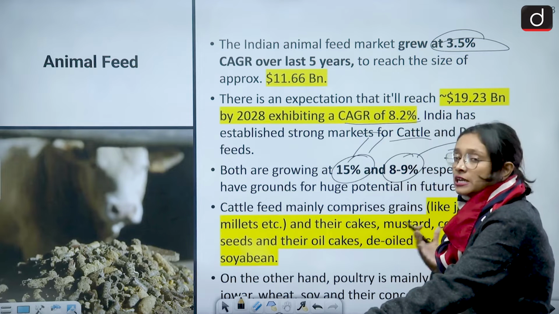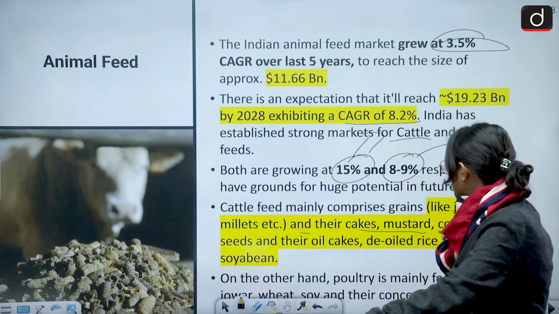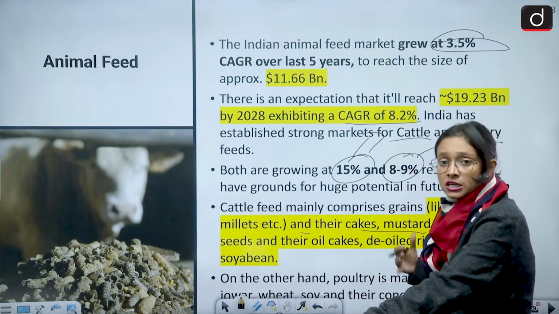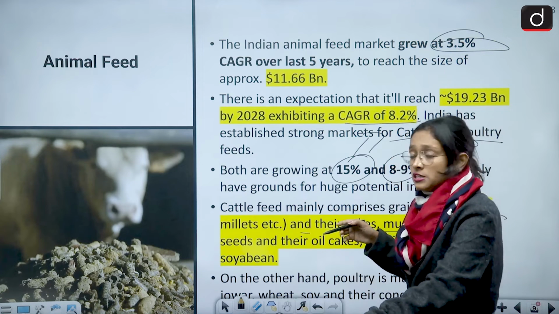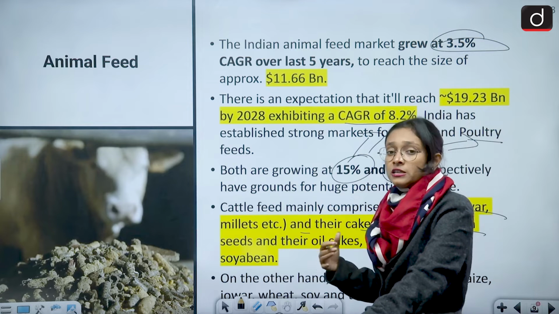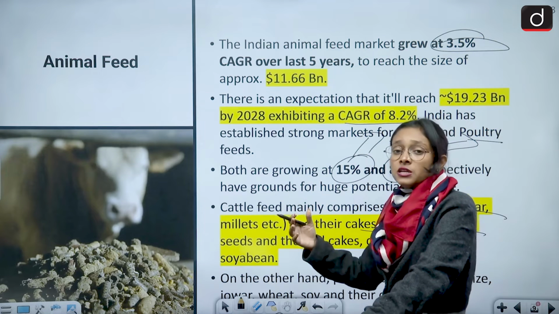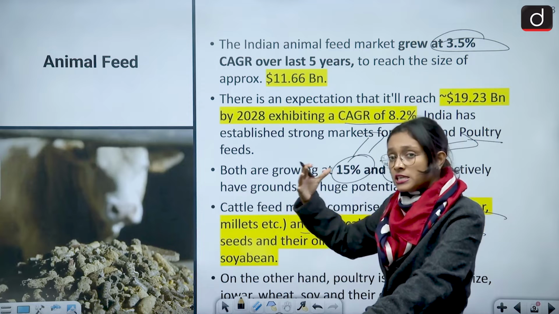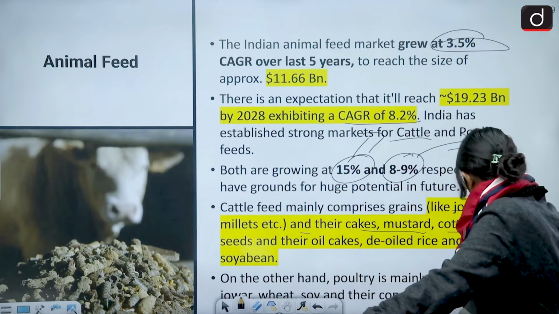They mainly comprise jowar, millets and their cakes, mustard. These are considered important animal feeds. So in this direction also we can see positive trends. When it comes to the industry scenario, let it be the meat, the animal feed or the poultry, all these 3 industries are growing in a positive way. Moving to the next slide.